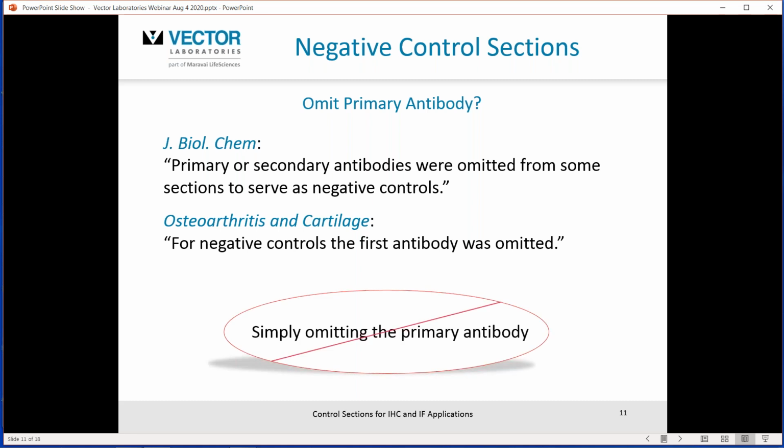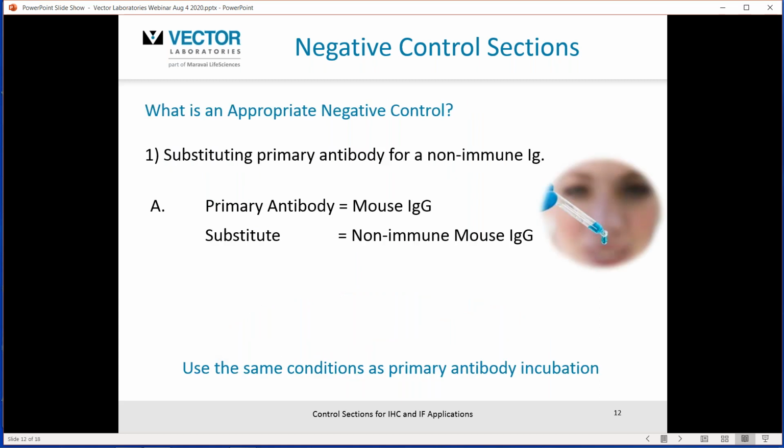And simply omitting the primary antibody is not what I'd refer to as a publication-worthy negative control. Anyone who's presenting this in a scientific endeavor, writing an abstract for a paper, whatever it might be, you want to be very confident that what you're describing in your observations is in fact accurate. Okay, so this raises the question, what is an appropriate negative control?